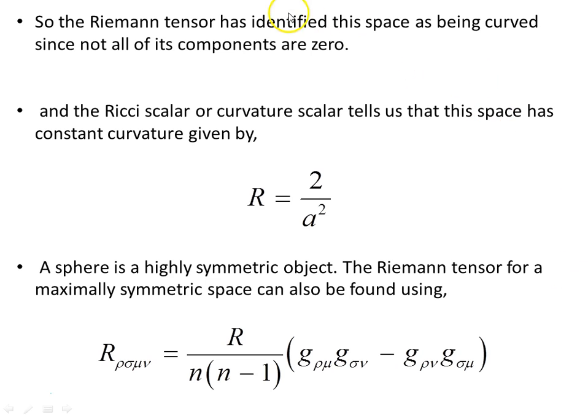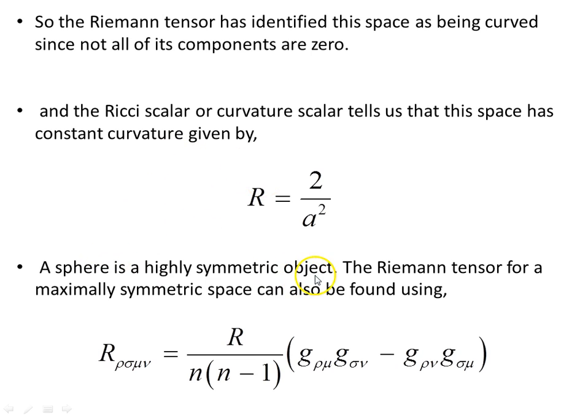Right. So the Riemann tensor has identified this space as being curved, since not all of its components are 0. And the Ricci scalar, or curvature scalar, tells us that this space has constant curvature given by 2 over a squared. So this is a space of constant curvature, whereas flat space would be 0. In flat space, all the Riemann components are 0. But in this curved space, the surface of a sphere, not all the Riemann components were 0. One of them wasn't. And that's how we end up with a curvature scalar, which gives us the curvature of the surface.